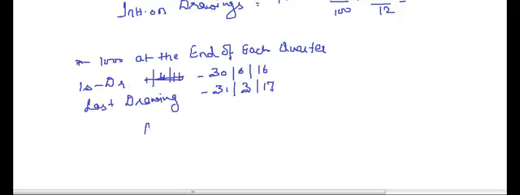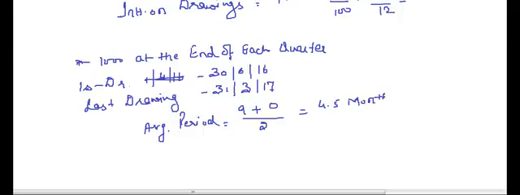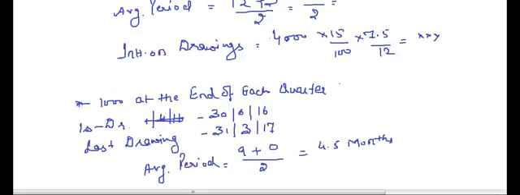So what will be the average period? Now what is the period left after the first drawing? For how many months the first drawing is being used? For 9 months, because for the first 3 months it is not being used by the partner as drawings. And here the last drawing 0. So it comes to 4.5 months. So calculate interest on drawings similarly like this, 4,000 15%, here it will be 4.5 months. Clear?